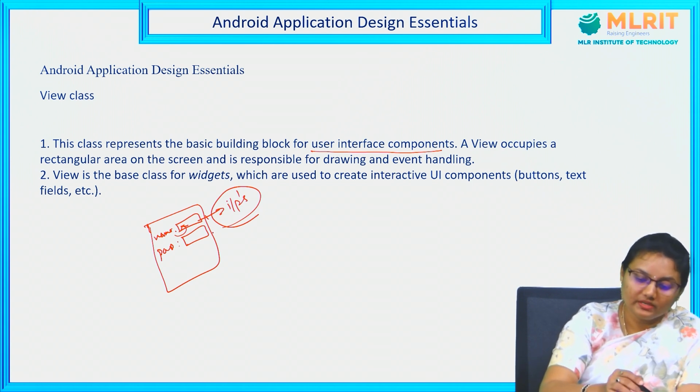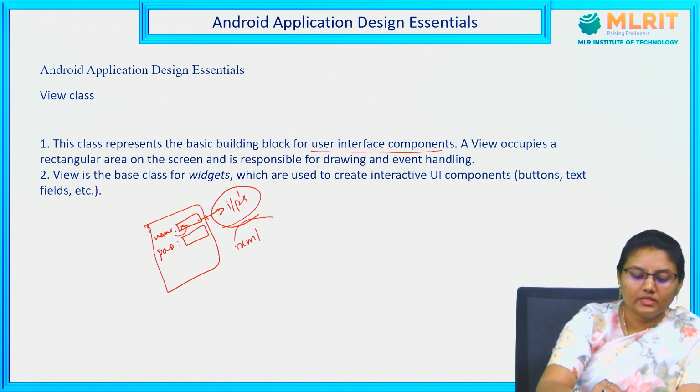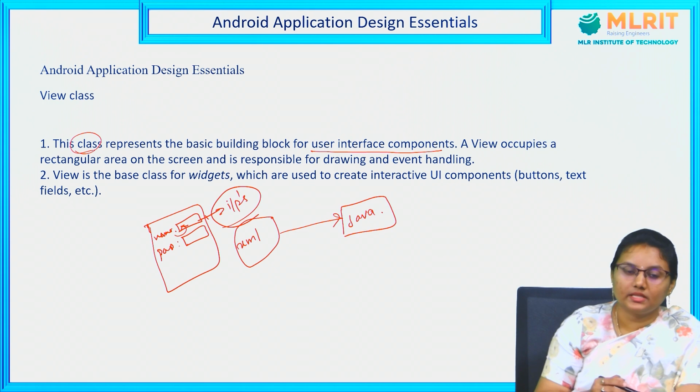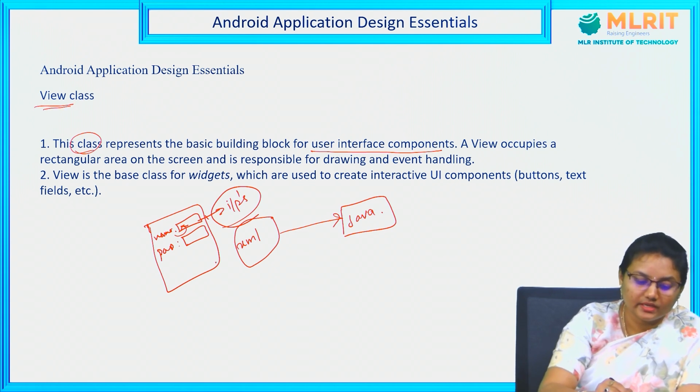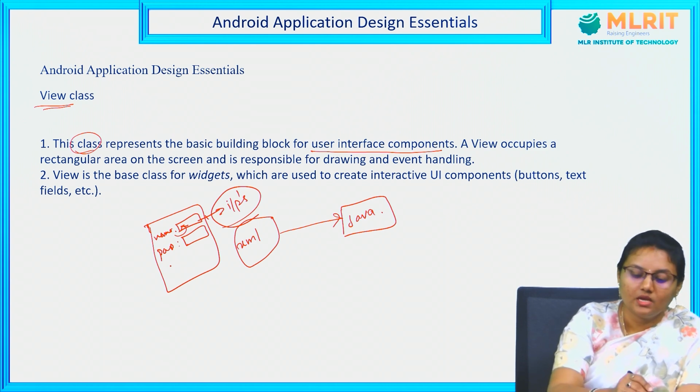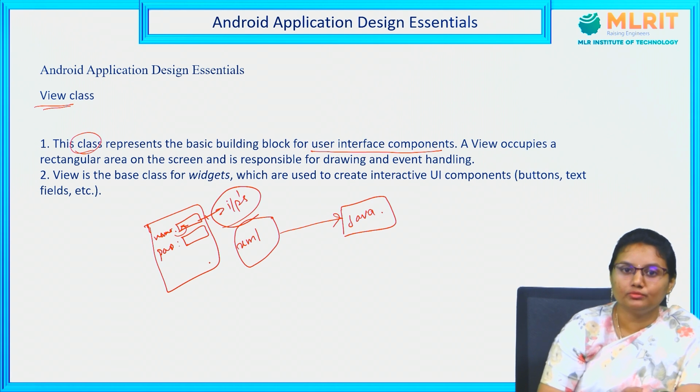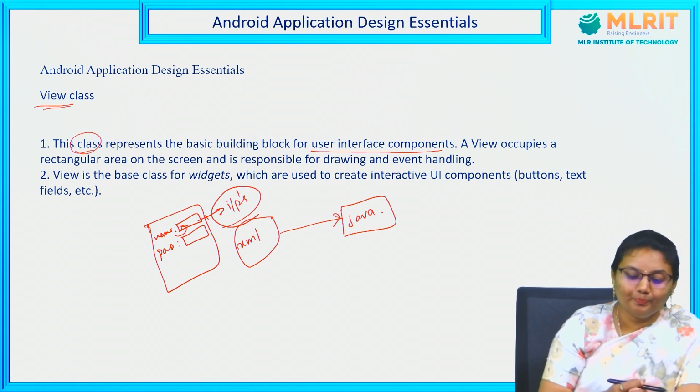We'll write all these components, whatever we want to display in our layout, in the XML. For this XML to be accessed in your Java, we need a class. This is nothing but your View class. The View occupies a rectangular area on the screen and is responsible for drawing and also event handling. You can design using drag and drop, or you can also design using code.